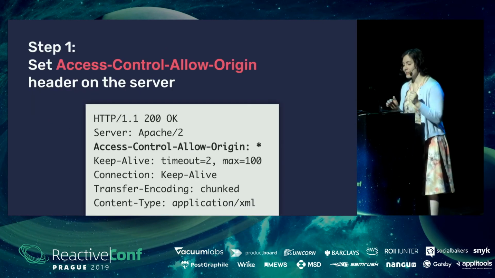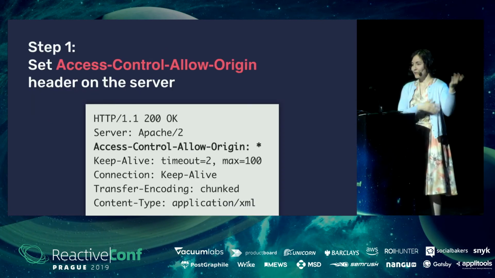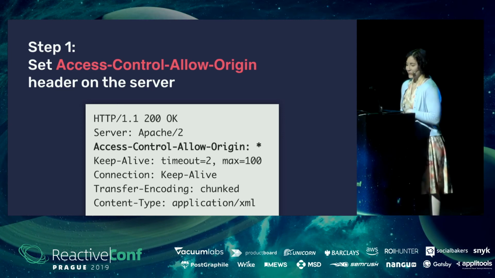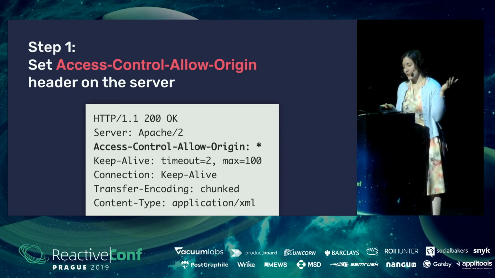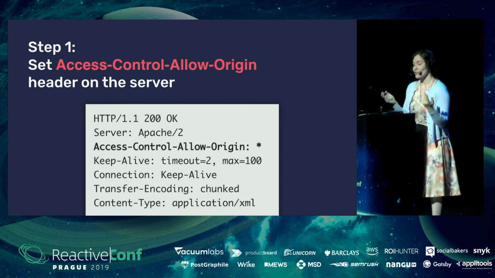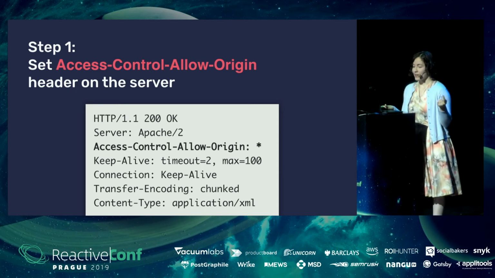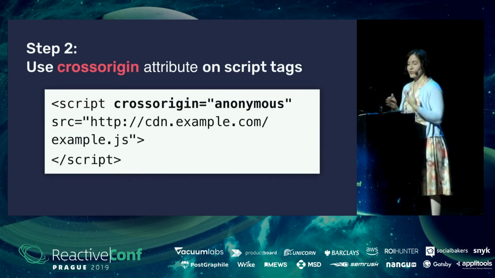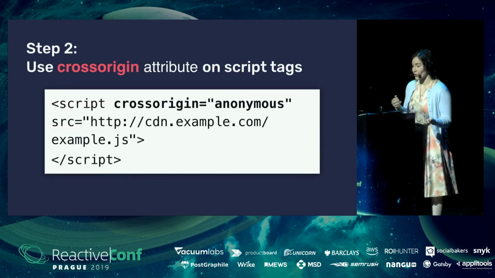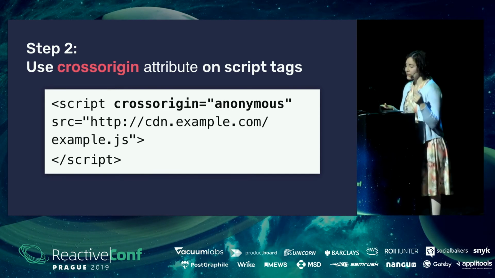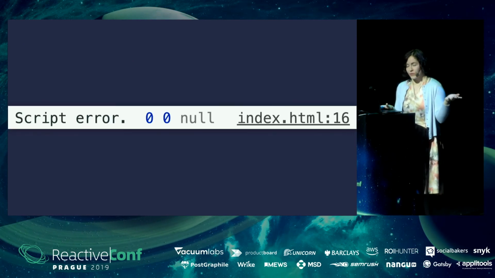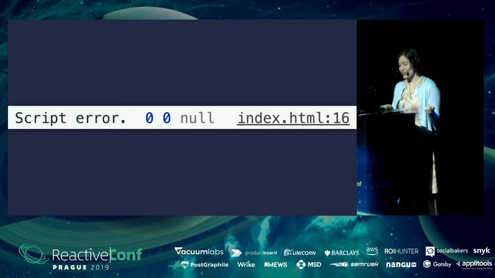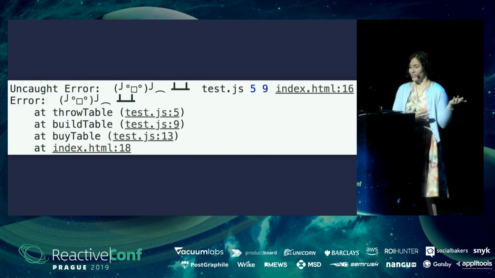First step is set this lovely header, it's the best name ever, Access-Control-Allow-Origin. Rolls off the tongue. In this example, it's just set to an asterisk, meaning any domain. And then on your client-side code, in your script tags, you just have to include this attribute crossorigin. The default value is anonymous. And there you go. It'll transform this not-so-useful script error message into your full stack trace.